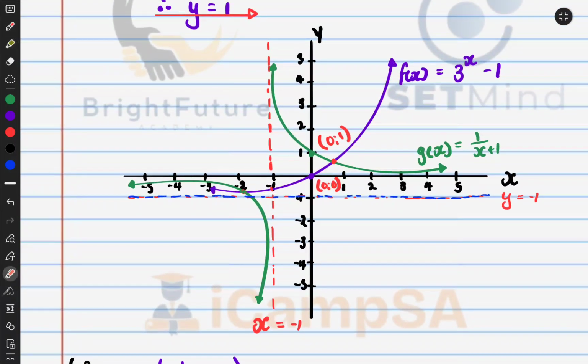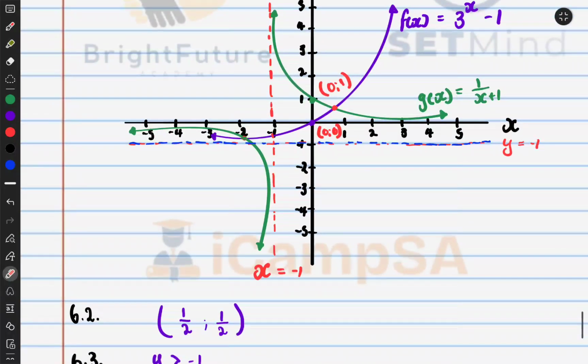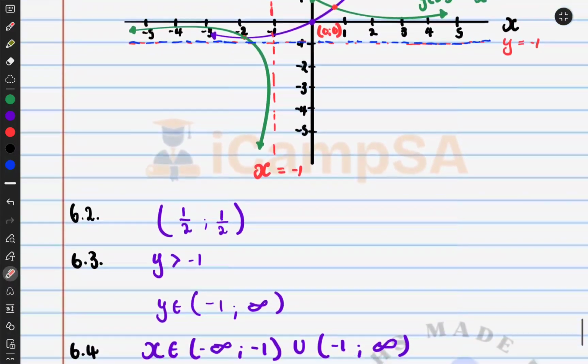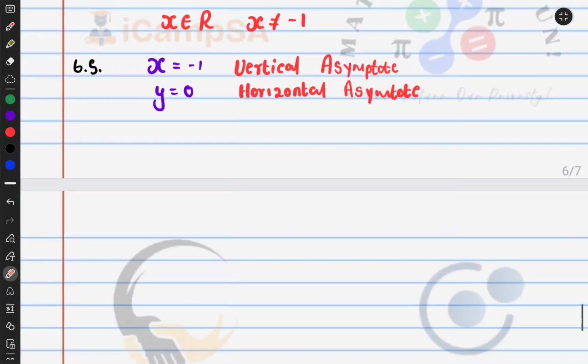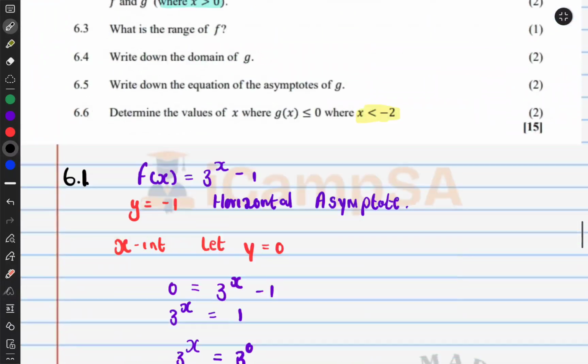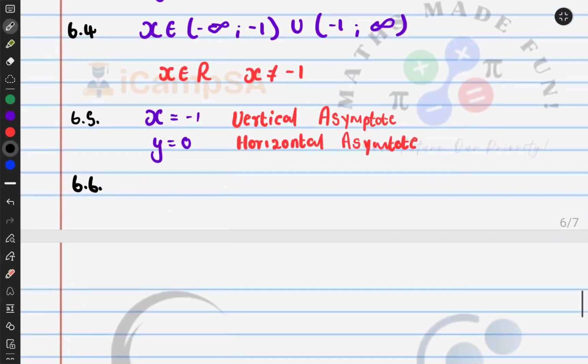So essentially from -2 going in that direction, the values are essentially where x is less than -2, because that is where g(x) is less than or equal to 0. So basically x is less than -2, and that is your answer. Okay.